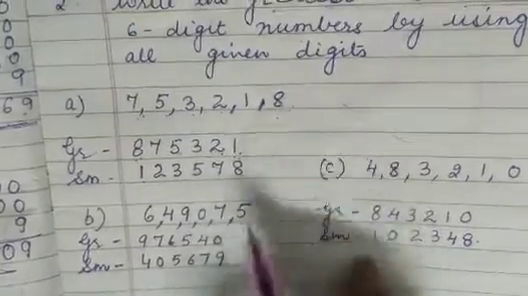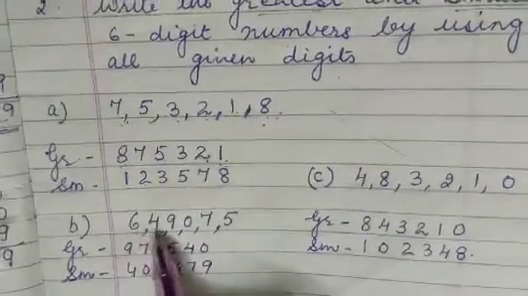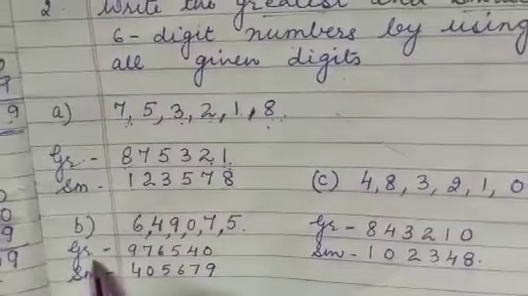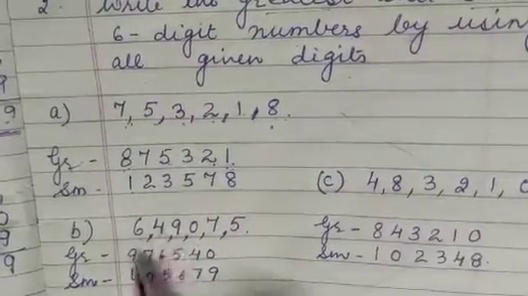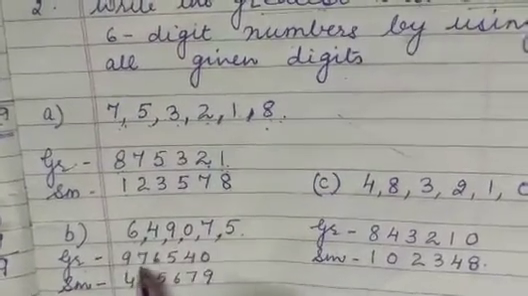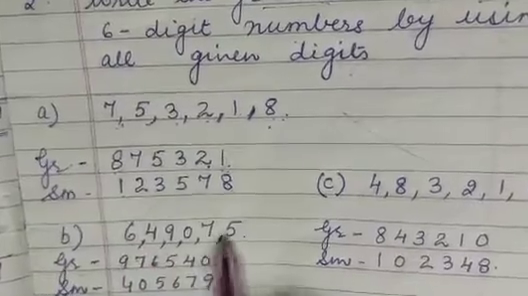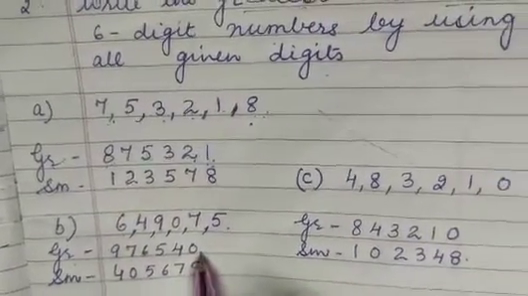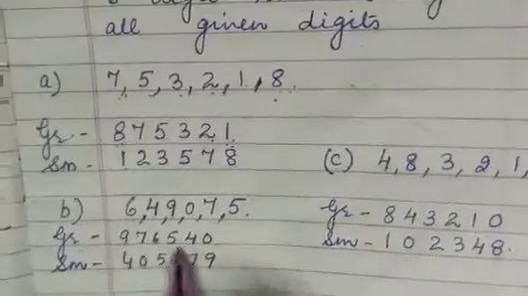Now come to the B part. 6, 4, 9, 0, 7, 5. So the greatest number will start with 9, the greatest digit. Then we have 7. Then we have 6. Then we have 5, 4, and the smallest one is 0. Okay, so this is the greatest number.